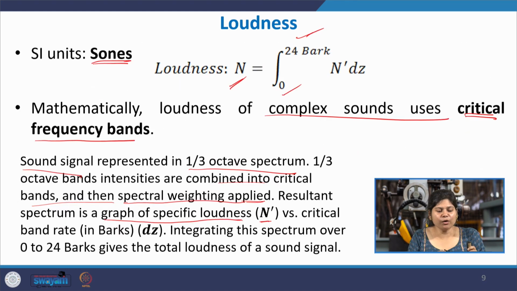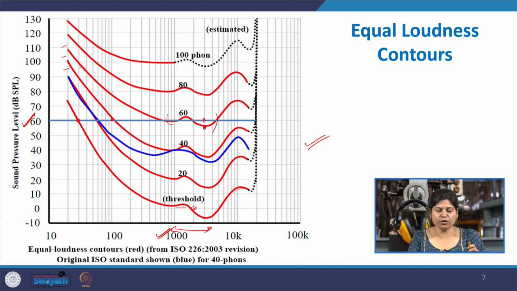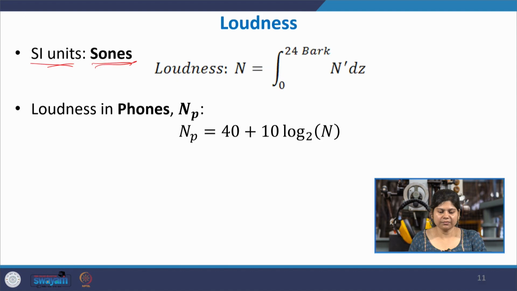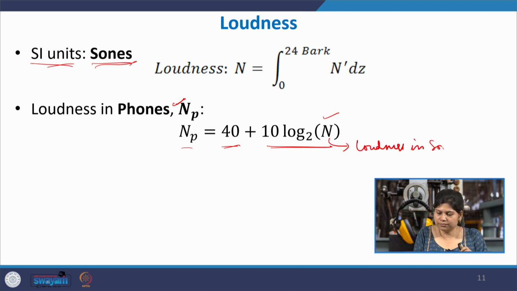But the more typical or commonly used unit is also called phones. As you see here, the equal loudness contours were first devised with phones in mind. So, phones was an older unit of loudness. And how are sones and phones related? Using this formulation here: the loudness in phones is 40 plus 10 log base 2 of N, where N is the loudness in sones.